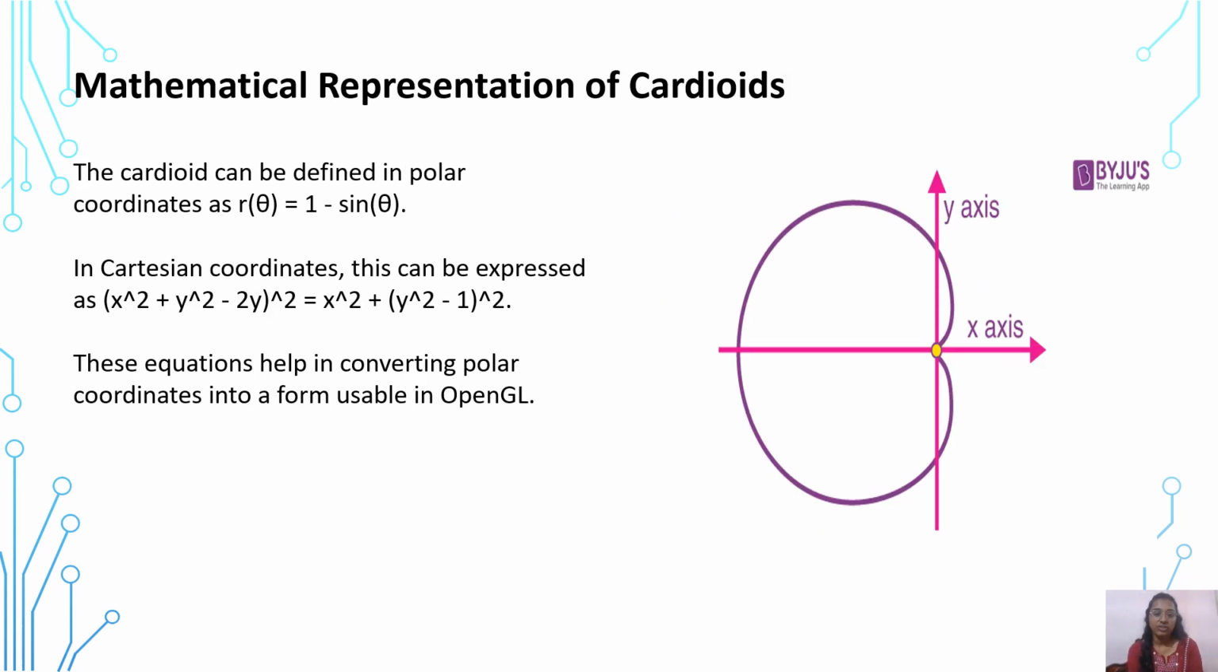Mathematical representation of cardioids. The cardioid can be defined in polar coordinates as r(theta) equals 1 minus sine theta. In Cartesian coordinates, this can be expressed as (x power 2 plus y power 2 minus 2y) whole power 2 equals x power 2 plus y power 2 minus 1 whole power of 2. This equation helps in converting polar coordinates into a form usable in OpenGL.